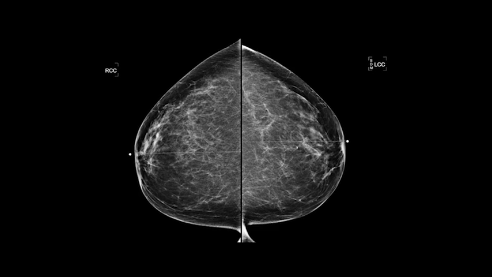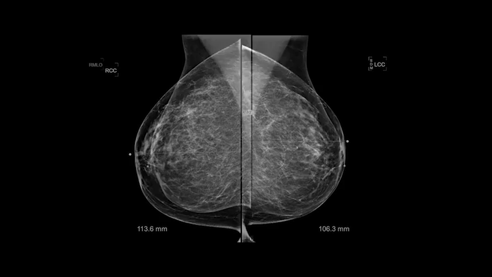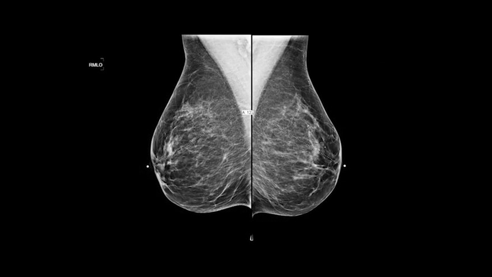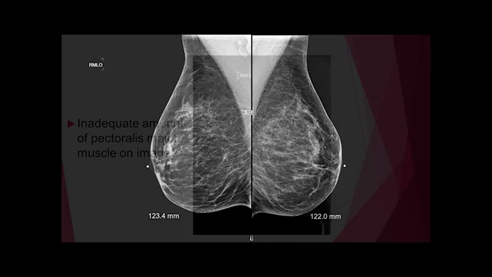All right, let's look at another example here. Here's the left CC. Measurement from the nipple all the way back, and the right CC from the nipple all the way back. And it's 11.3 and 10.6. So that's kind of a big difference on the CCs, one compared to the other. So let's go to the MLO view. And as you can see, the right is 12.3 and the left is 12.2. So that's not too far off at all.